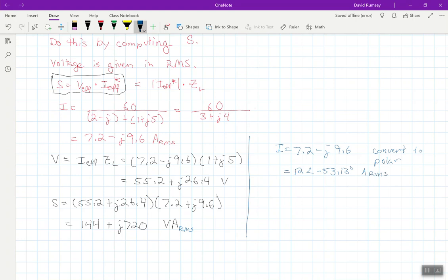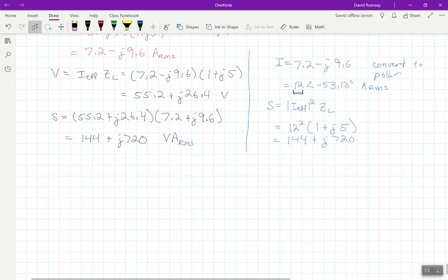Okay, so now to use this formula here, my complex power is the magnitude of I effective squared times my load, which, the magnitude of I effective is just this 12 here. So this would be 12 squared times my load, which is 1 plus j5. So if we do that computation, we wind up with the exact same thing: 144 plus j720.